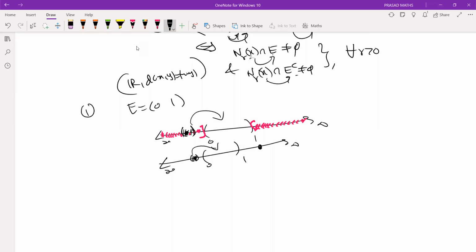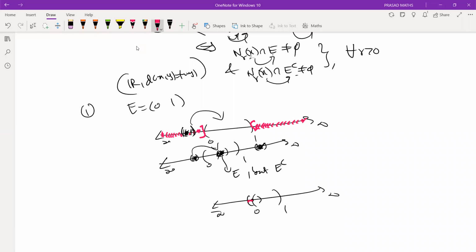Is it a boundary point? No, because any small neighborhood you take intersects the complement but not E. Is it a boundary point? No, because any small neighborhood you take intersects the set E, but not the complement. Therefore, it cannot be a boundary point. So outside points and inside points are not boundary points. But 0, the answer is yes, because any neighborhood you take contains the complement.